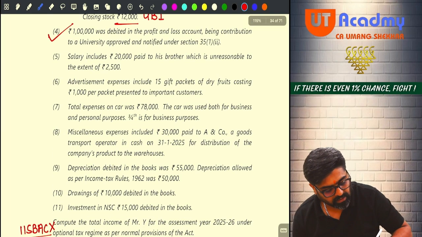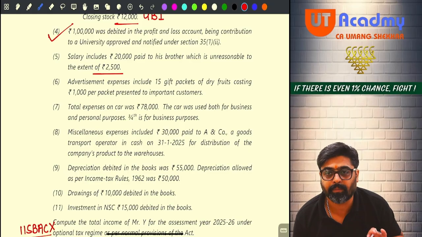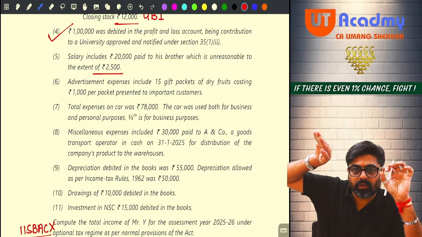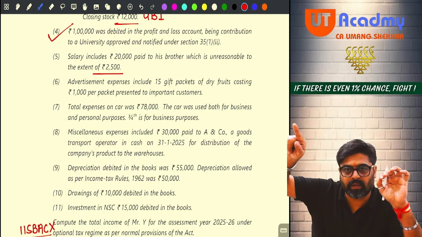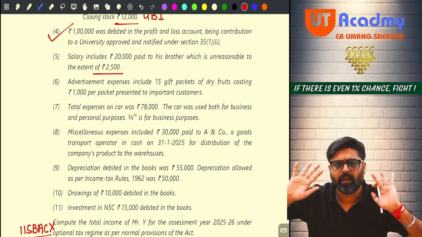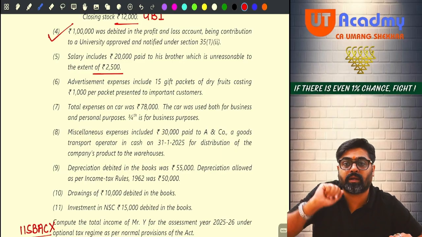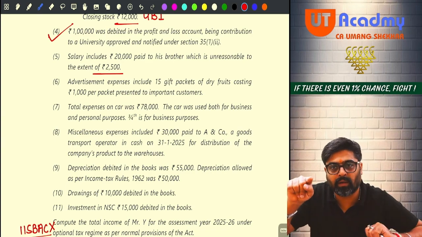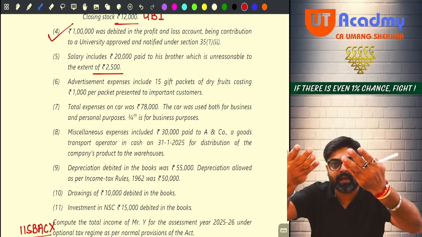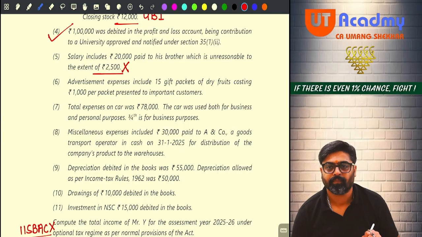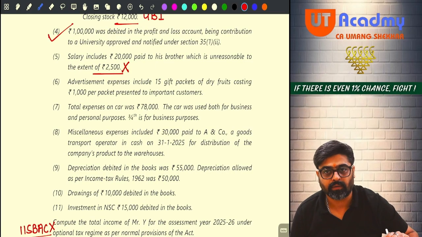Next one. Salary includes 20,000 paid to his brother, which is unreasonable to the extent of 2,500. On your debit side, salary expense is there. In that salary expense, 20,000 salary you have paid to your brother. Is it allowable? Yes, it is allowable. But it has to be reasonable, no? Out of that 20,000, 2,500 is unreasonable. Meaning that 2,500 is not allowable. Disallowed. So this was reduced from the profit. You will have to add back in the profit. This 2,500 is disallowed. So add back in the profit. On your calculator, whatever amount is calculated, on that add this 2,500.